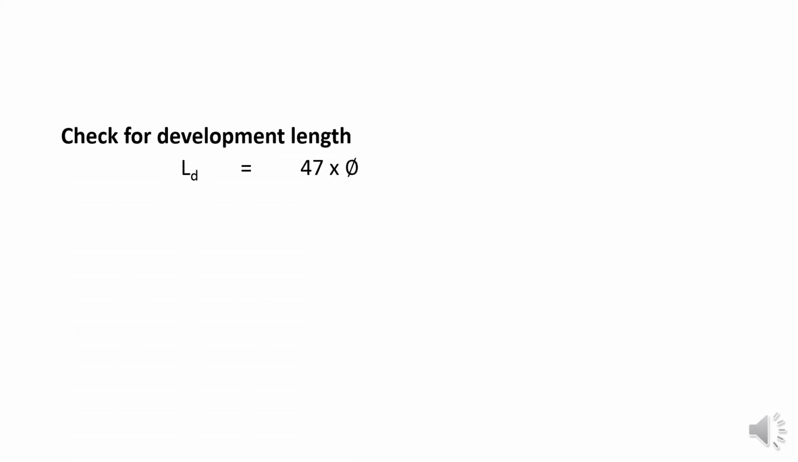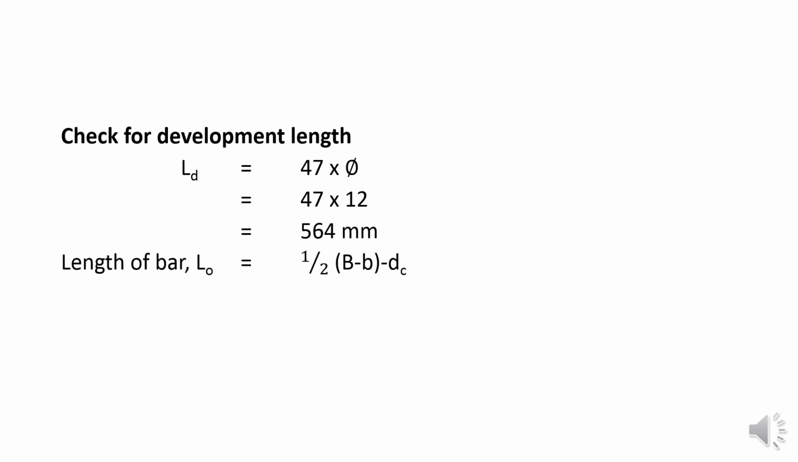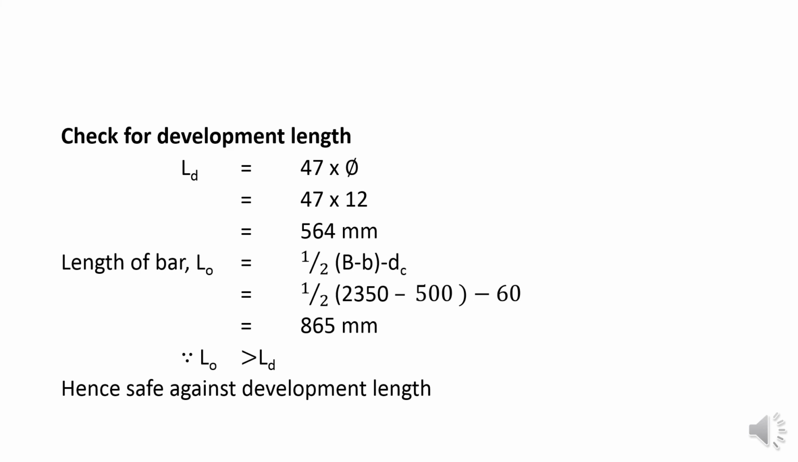Next, check for development length. So Ld is equal to 47 phi. 47 into phi 12 mm, so 564 mm. So the L0 is equal to 1 by 2 into B minus dc. So substitute all the values here. L0 we will get as 65 mm. So here that L0 is greater than Ld. So this is safe against the development length.